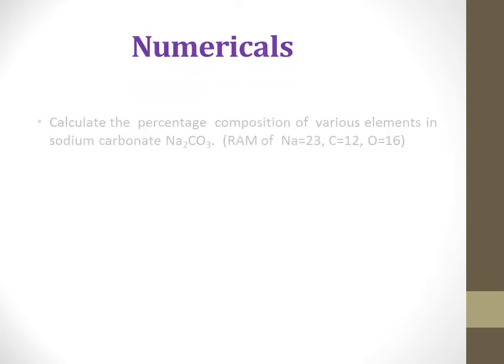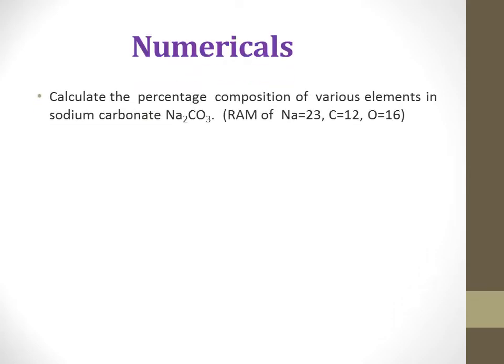We will get more idea about percentage composition by doing some numericals. Here is the question for you. Calculate the percentage composition of various elements in sodium carbonate, Na2CO3. Relative atomic mass of sodium is given: Na equal to 23, carbon C equal to 12 and oxygen O equal to 16. So here we have to calculate the percentage of sodium, carbon and oxygen in sodium carbonate.